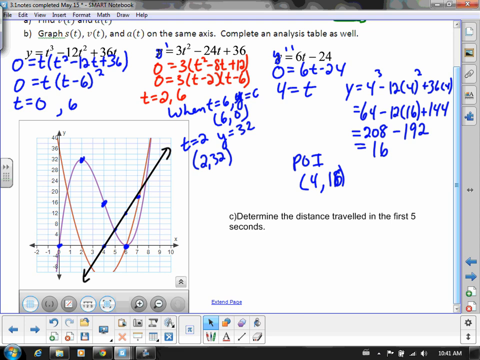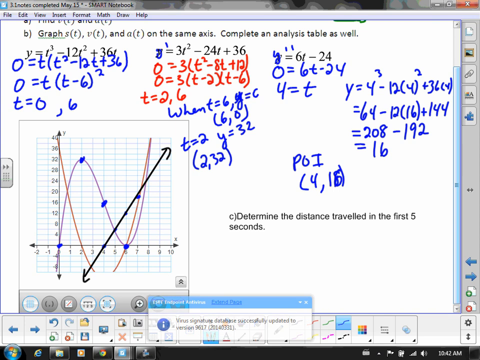So that's why this one here is a bit trickier. A lot of students, they want to just take the 5, substitute it into the position function, and say that that's the answer. But that is only where the actual coordinate is at 5 seconds. It doesn't tell you how much it's actually traveled. So looking at the graph, there's a key point.